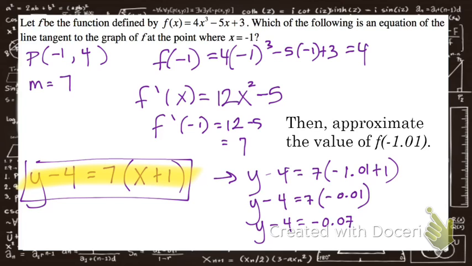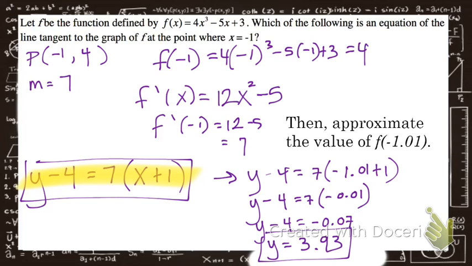Last but not least, and be careful with the signs. What happens if I add 4 over to the right-hand side? What is 4 minus 0.07? 3.93. Good. y equals 3.93.